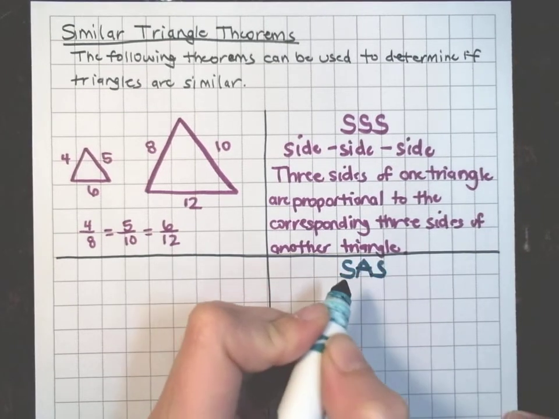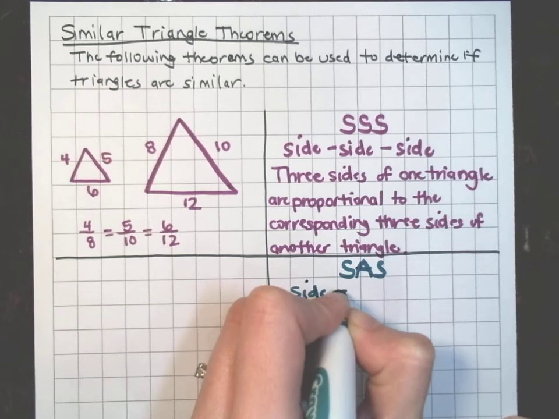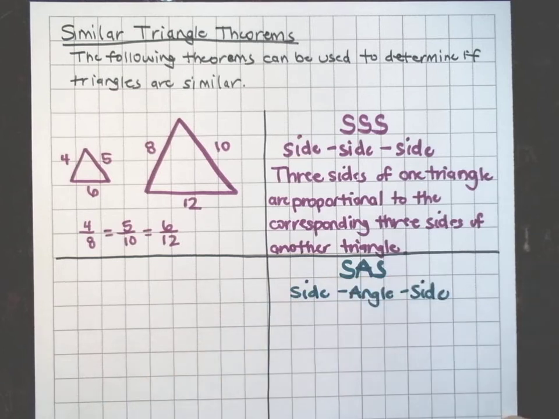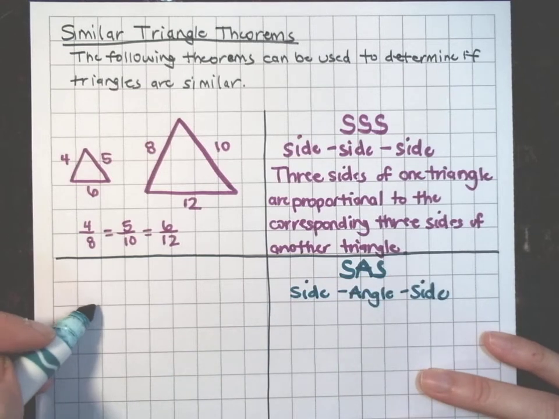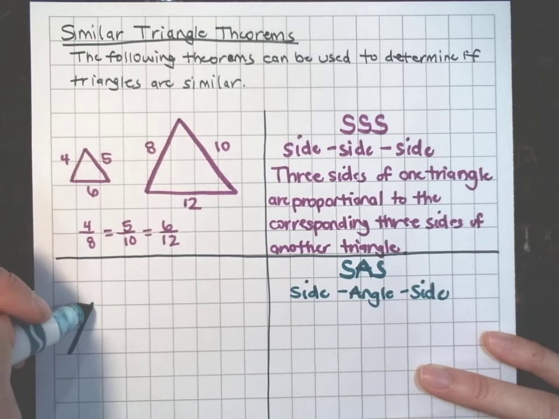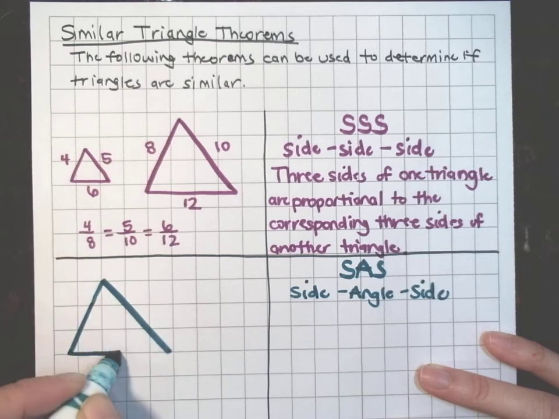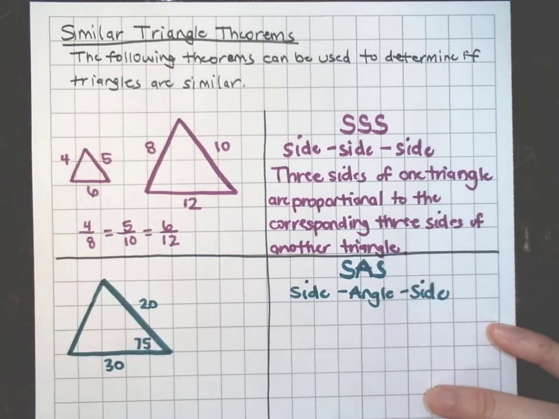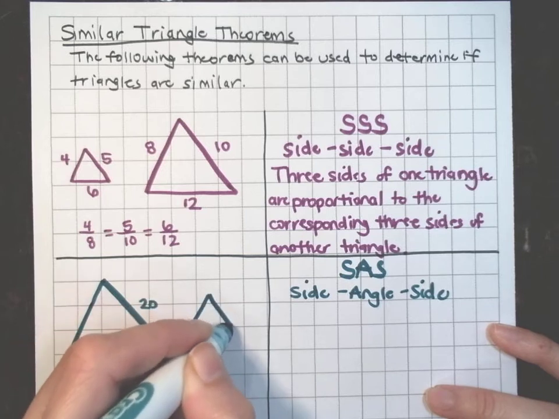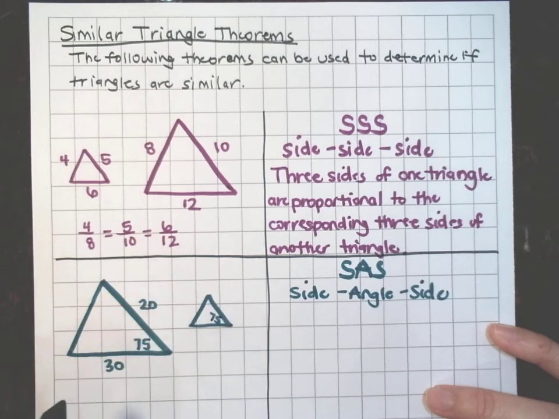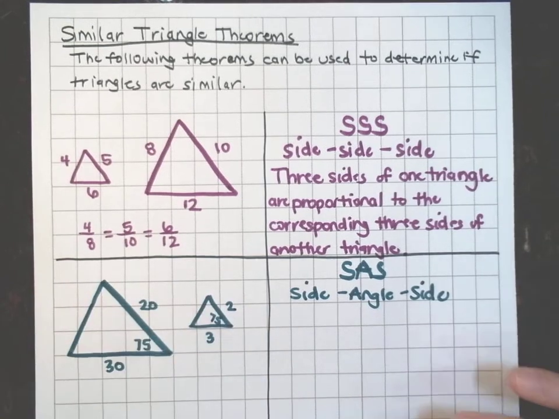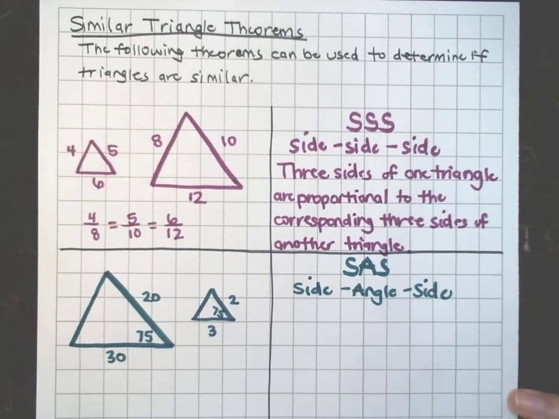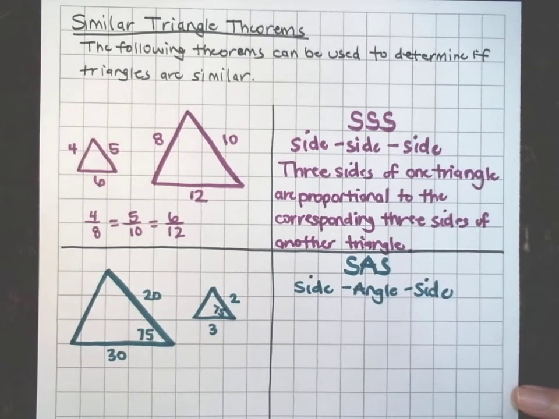Then we have side, angle, side. So if two sides of one triangle are proportional to the corresponding two sides of another triangle, and the included angles between the two sides of each triangle are congruent, then we know that those triangles are similar.